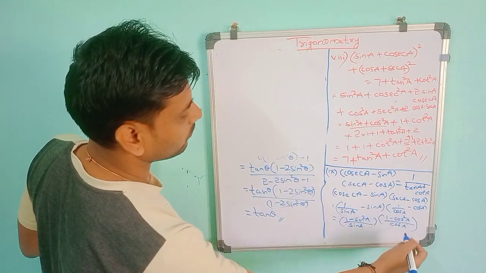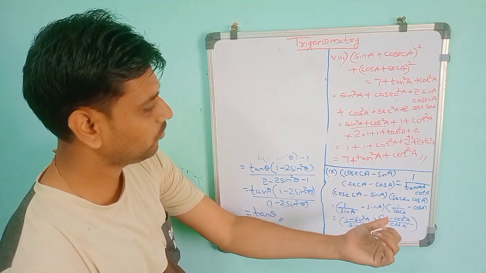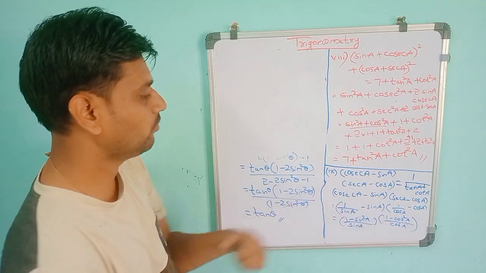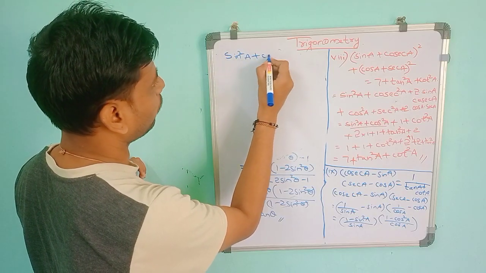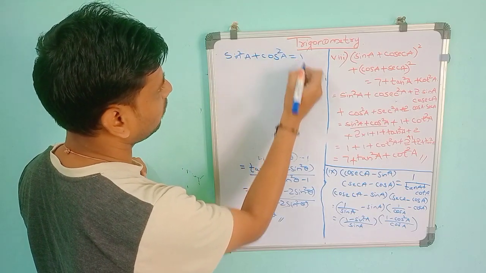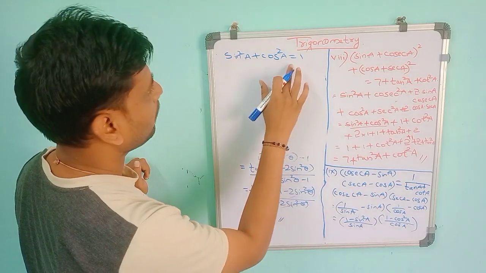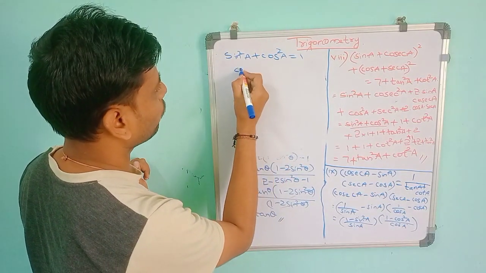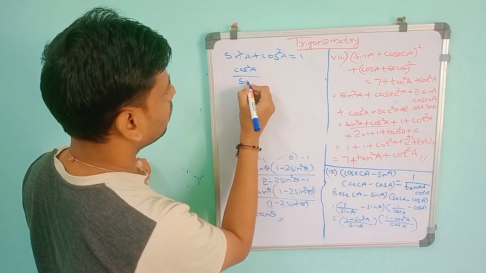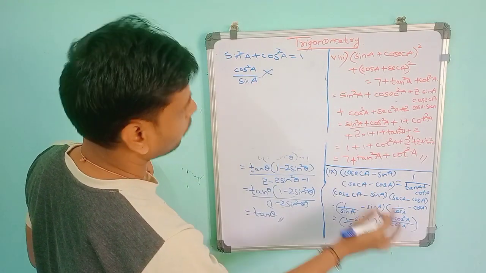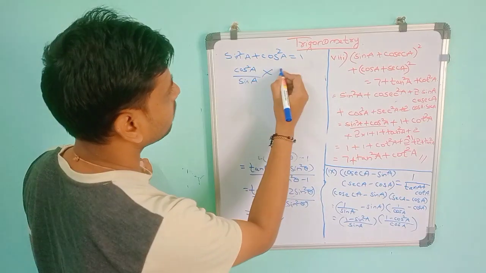1 minus sin square, 1 minus cos square. As you know the identity, sin square a plus cos square a is equal to 1. This is the first identity. So like that, 1 minus sin square a will be cos square a, divided by sin a, then multiplied by 1 minus cos square a. 1 minus cos square a will remain sin square a.